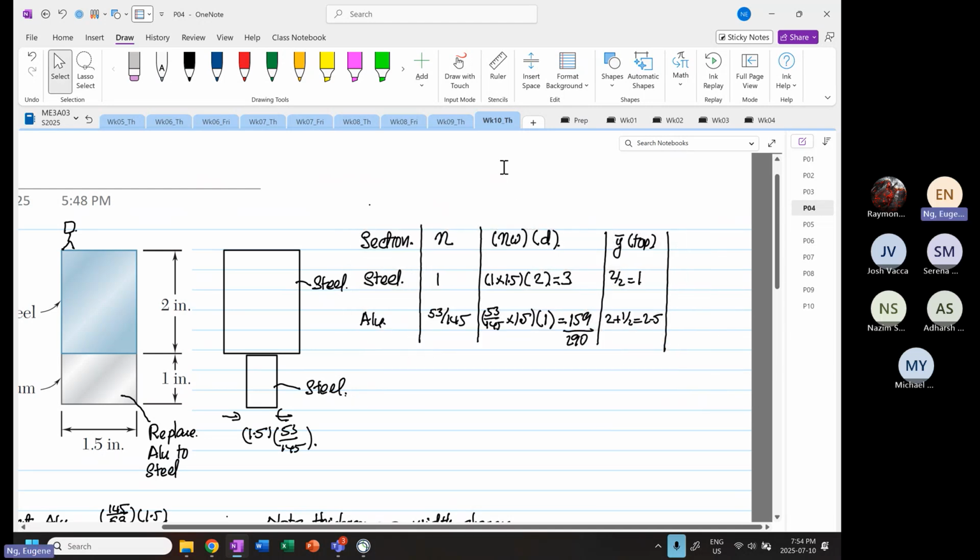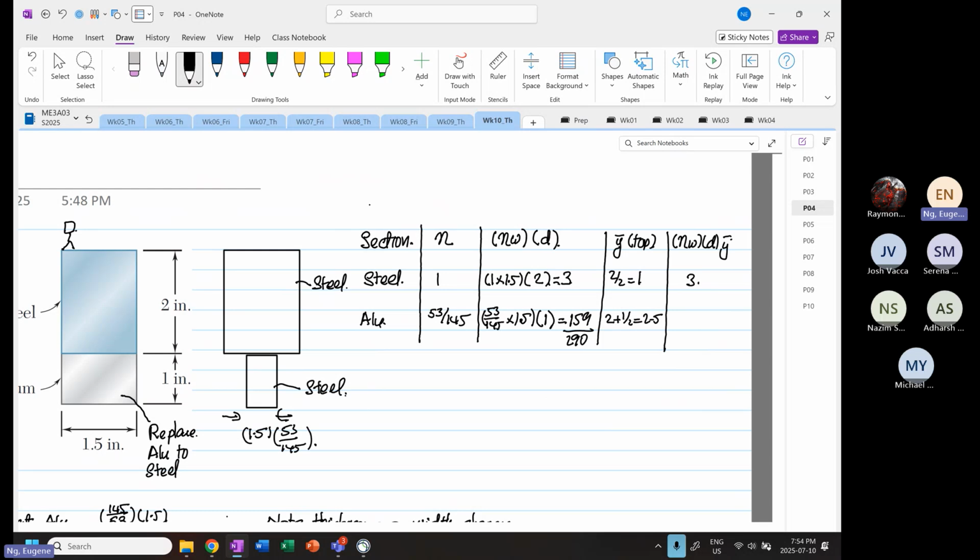We do our n, w, d, y bar. So this is equal to 3, 159 over 290. So 53 over 145 times 1.5, which is equal to 159 over 290 times 2.5. So this is equal to 159 over 116. Right? Then you add all of them together.